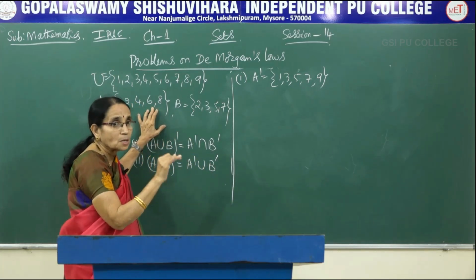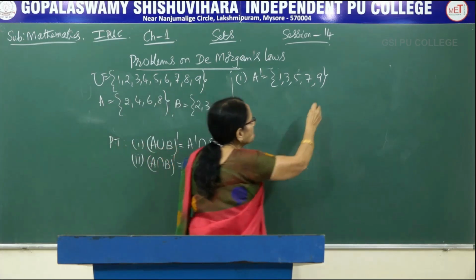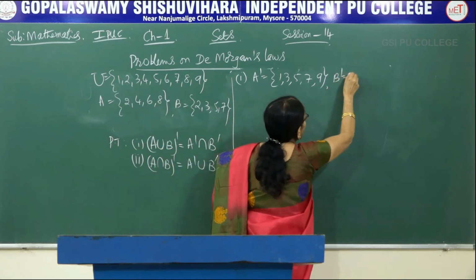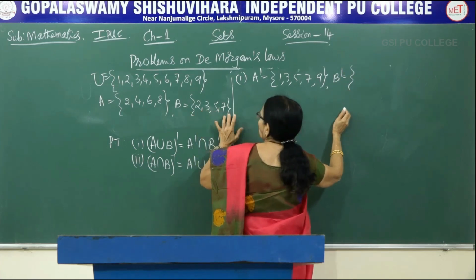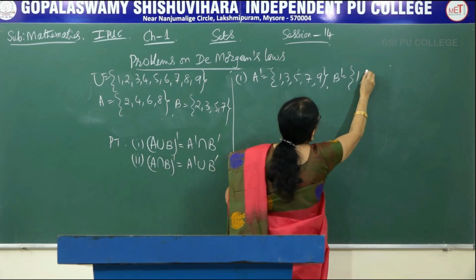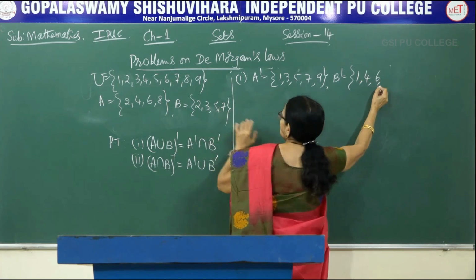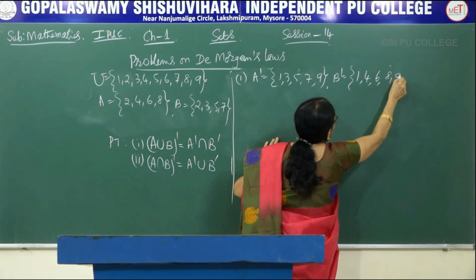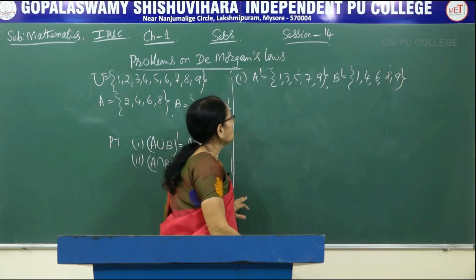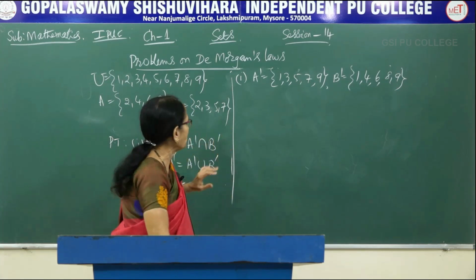Complement means omitting those elements; you have to write the remaining elements. Then find B' also. B has 2, 3, 5, 7. So you can write 1, omit 2 and 3, then write 4, omit 5, write 6, omit 7, then 8 and 9. Observe, A' has 5 elements, B' also has 5 elements.